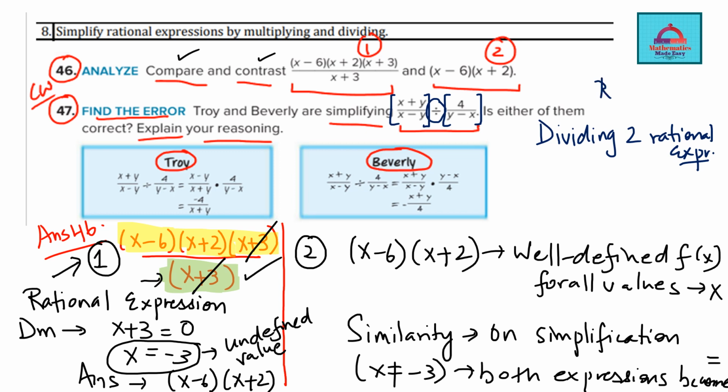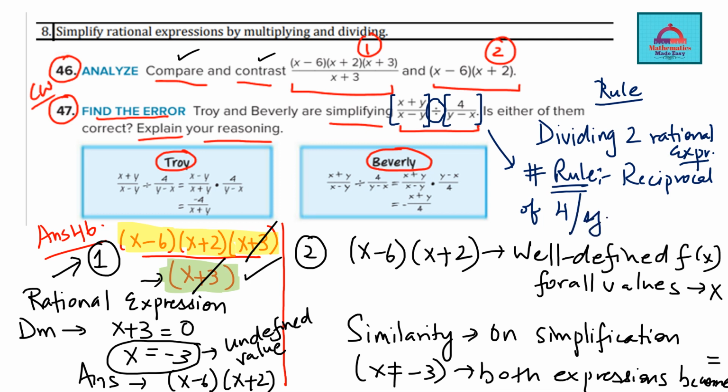So we are dividing two rational expressions. And the rule says, if you remember from your classes, that when you are dividing, the second term, which is dividing, you take the reciprocal. So the rule is, I'm going to write it again for you, take the reciprocal of this term. So 4 over y minus x. That's the correct rule. So let's see whether Troy or Bevelry has done the right thing.